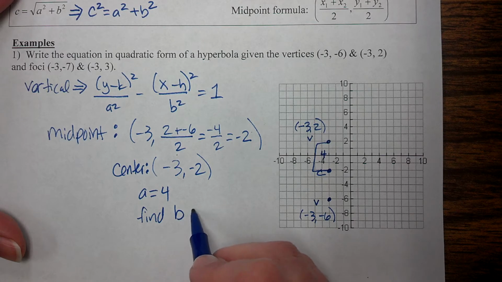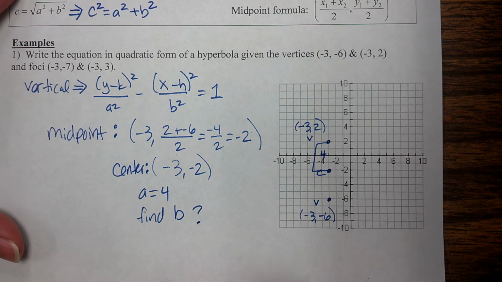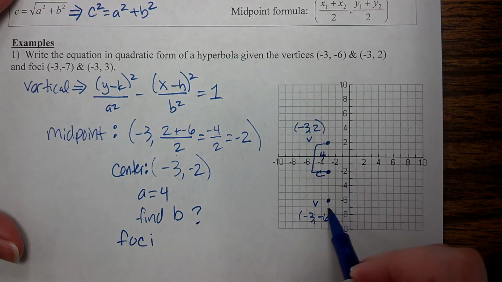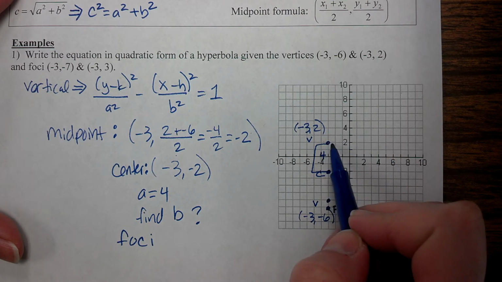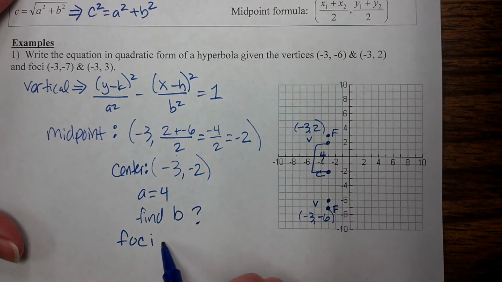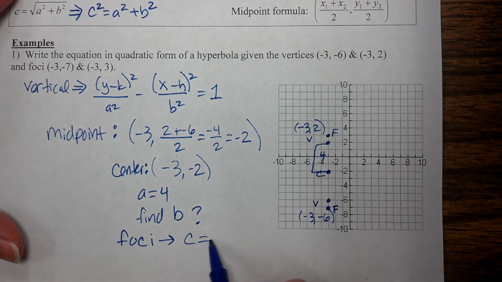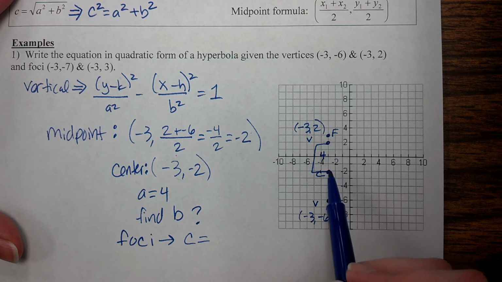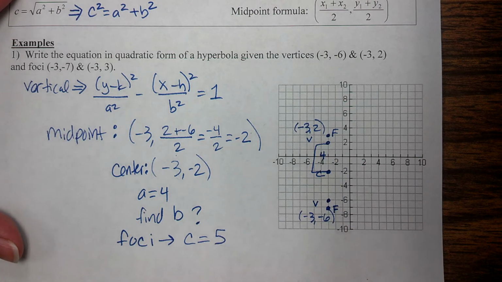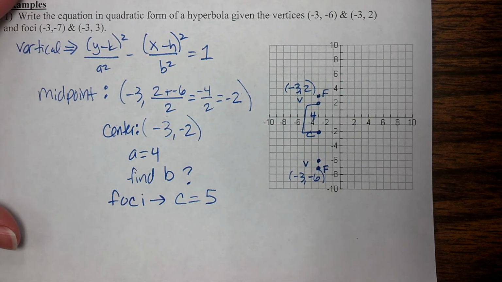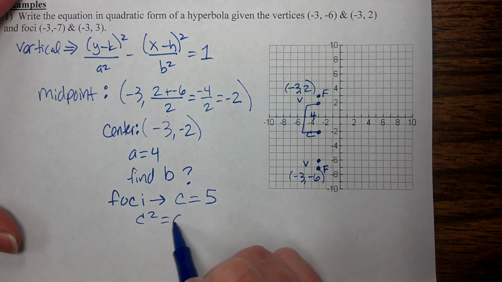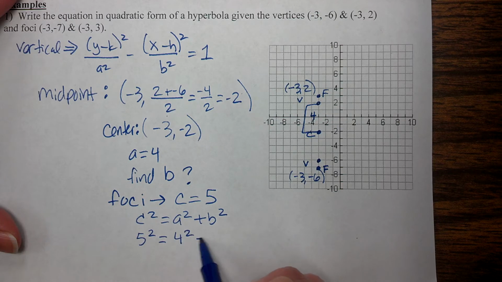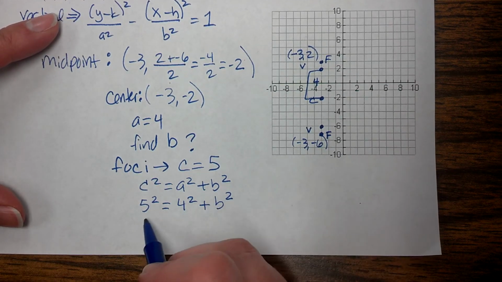Well, I can't find b. I don't have any asymptotes, so now I have to use the foci that they gave me. They gave me the foci at -3, -7. Now the other focus is at -3, 3. So since they gave me the foci, that means they really gave me the c value. So now from the center to the focus, I could tell on my graph that's just one extra space from the vertex, so that's going to be 4 plus 1, so my c value is 5. So now I have to go back using my formula. c squared is equal to a squared plus b squared. I'm going to plug in my 5. I have my a. What I need to find is b. Solve that real quickly.